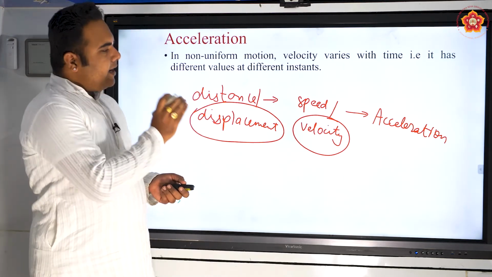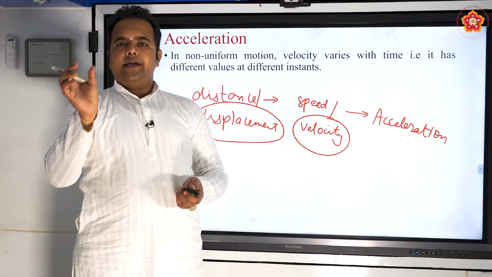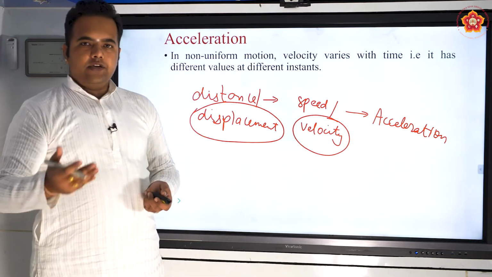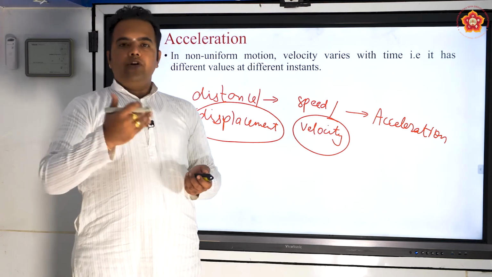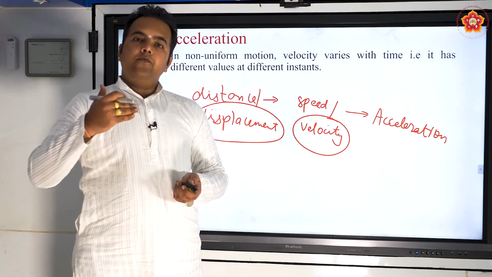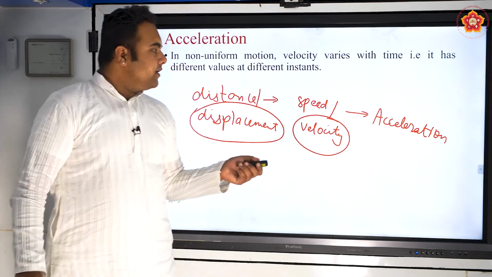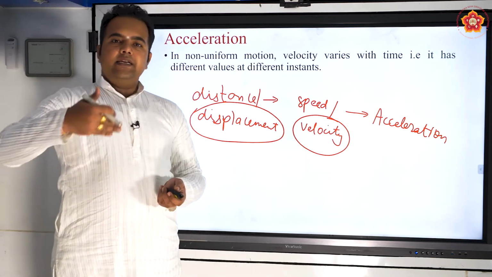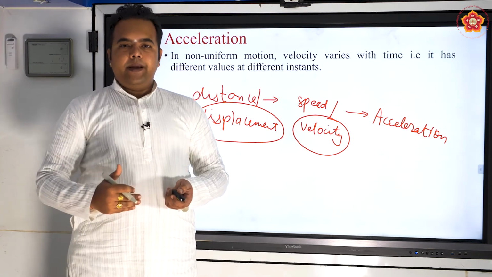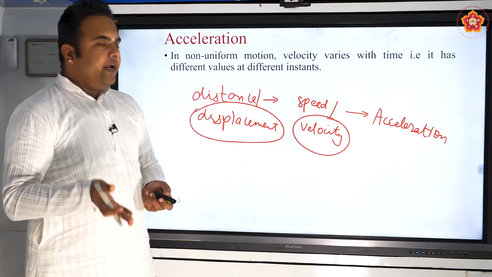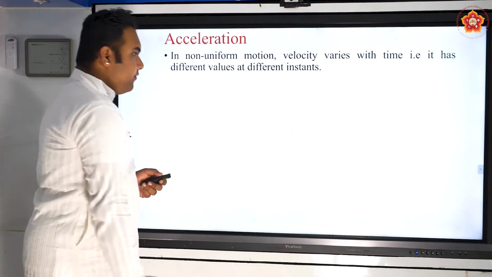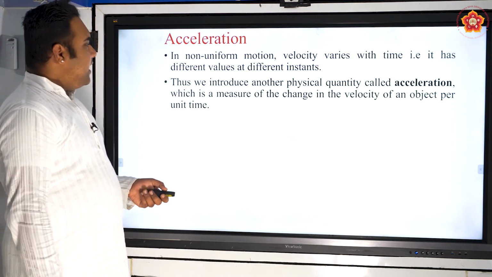So as the time kept changing uniformly, in the same 1 second, I had a 20 kilometers per hour change. Then I went from 20 to 40, and then from 40 to 90. So therefore, we say that the body is accelerating. Accelerating means what? It is increasing its speed with respect to time. So change of speed with respect to time, or rate of change of velocity, is called the acceleration.